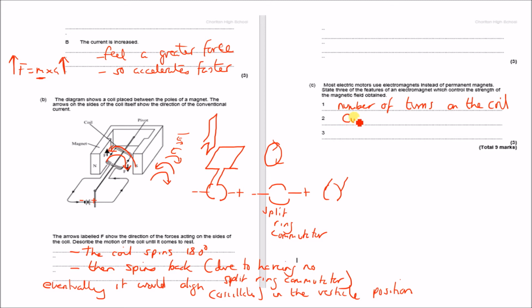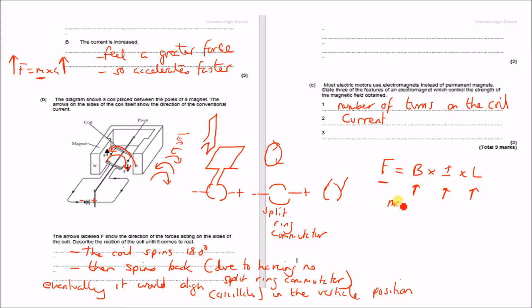The next one is the current. So we can control the current, and we know that if we increase the current, we will increase the strength of the magnetic field. The next one I just want to talk about is if we look at F equals B times I times L, then to increase the force, which is really what we're talking about here, we can increase B, we can increase I, and we can increase L. So this is the length, this is the magnetic field, and this is the current. So 3 features of an electromagnet which control the strength of the field.